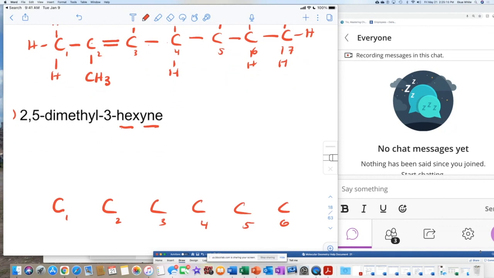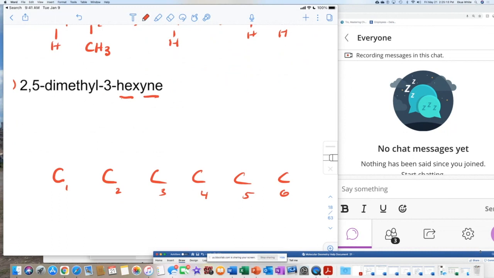It doesn't take me much to get distracted. Okay, so I have 6 carbons, right? And carbon 3 has the triple bond. So carbon 3, triple bond. Okay, so I've done the 6 carbon part. I've drawn my triple bond on the 3rd carbon.